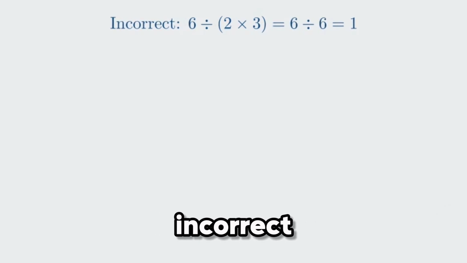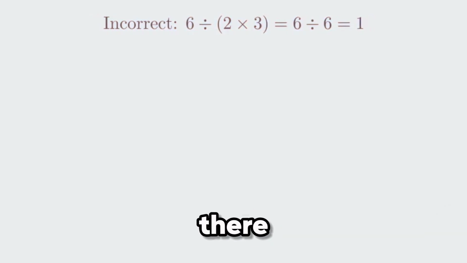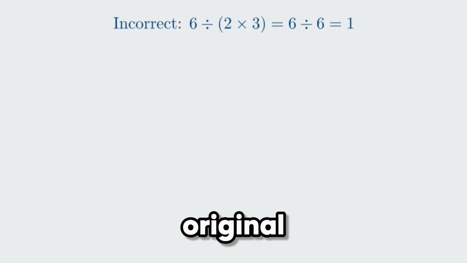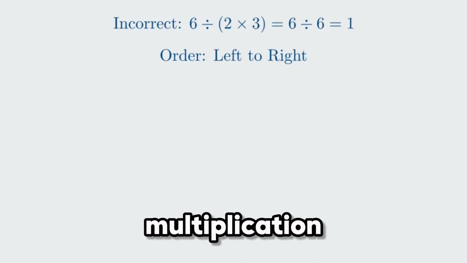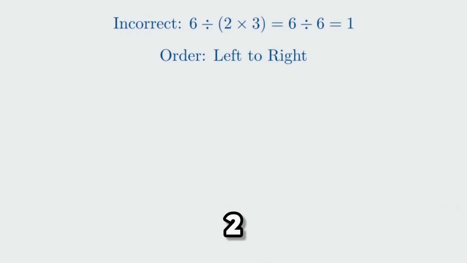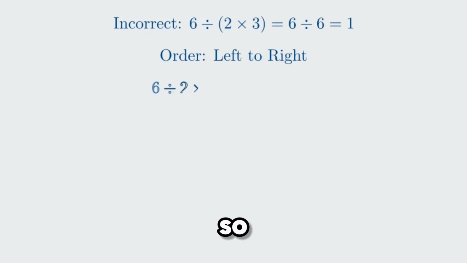This is incorrect. This happens because they are implicitly adding extra parentheses that aren't there in the original problem. The original problem does not say 6 divided by the quantity of 2 times 3. It says 6 divided by 2, and then that result is multiplied by 3. Without any symbols, multiplication by juxtaposition, like 2 next to 3, has the same priority as the explicit multiplication sign, and both are at the same level as division. So, we proceed from left to right.